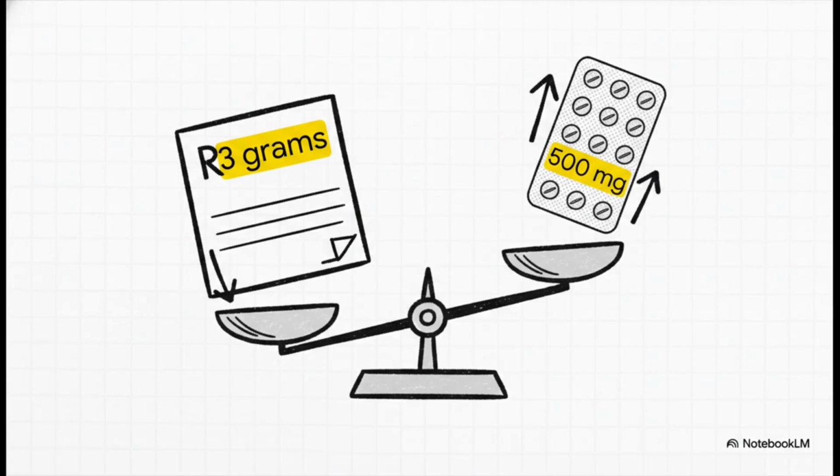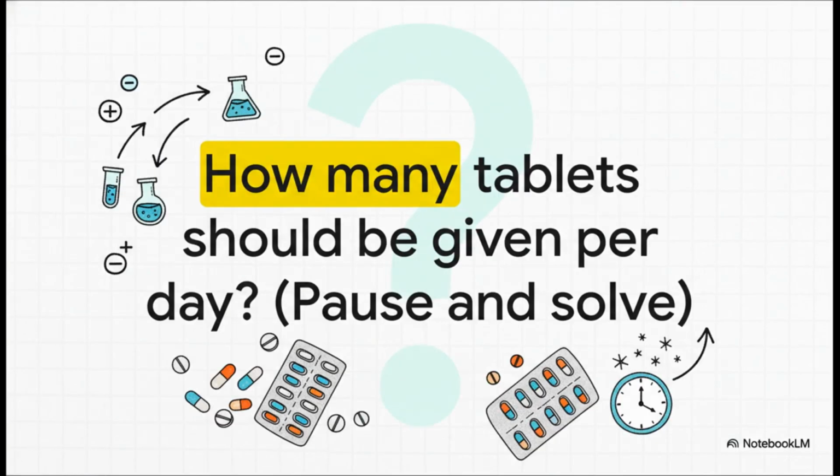Let's try another one, just to really lock in that pattern. The order is for 3 grams of acetaminophen. The tablets you have on hand are 500 milligrams each. And again, there it is, that gram to milligram mismatch. You know the drill. Take a moment, hit pause, and work through those steps. Remember, convert first, then figure out how many tablets you need.